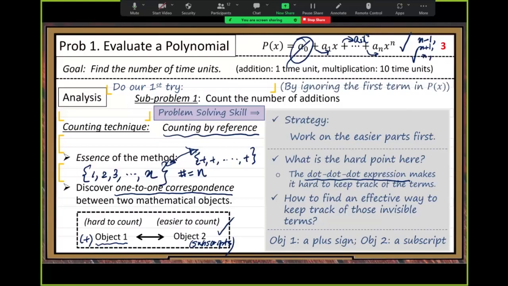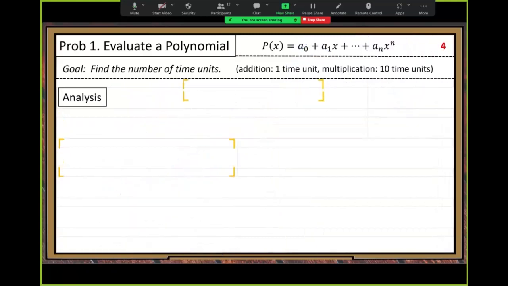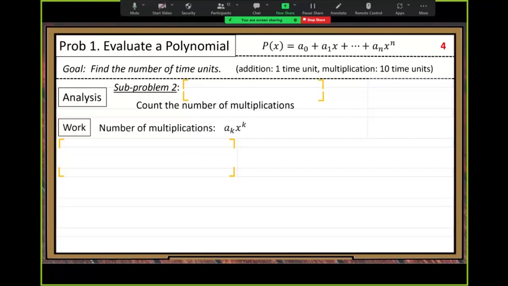Do not include the first one. So here we ignore the first term, that is A0. This term is ignored. The answer: n units of time for the addition. Next, find the number of time units, but this time we need to solve our subproblem number 2. Count the number of multiplications. How many multiplications?